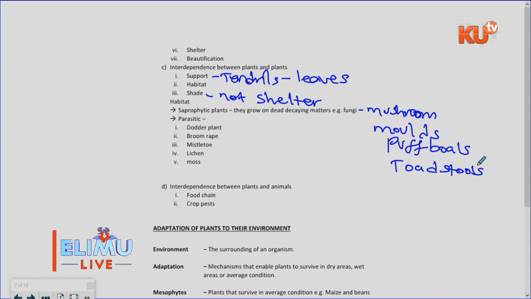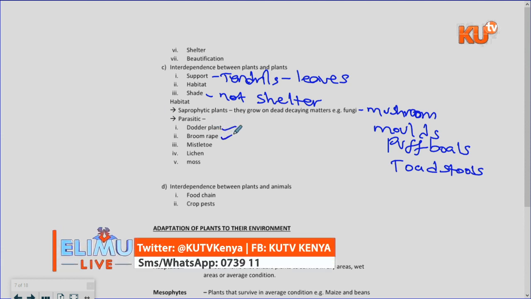Then we have parasitic plants. From the word parasite, they depend on others entirely. We have dodder plant, we have broomrape, mistletoe, lichen, and moss. Those are examples of saprophytic plants.